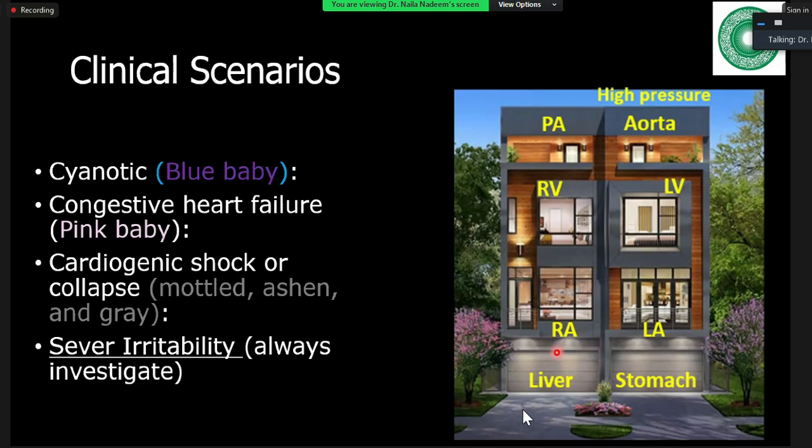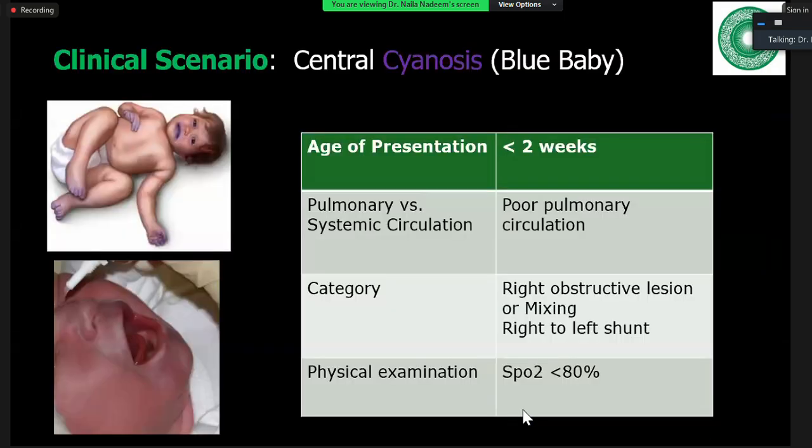So what are the clinical scenarios? The first, most common, is the cyanotic baby. The second will be a pink baby who may present with congestive heart failure. And the third scenario will be a mottled, ashen, gray baby who is having a cardiogenic shock. And all these 3 presentations can be preceded by extreme irritability. So in other words, irritability should never be ignored.